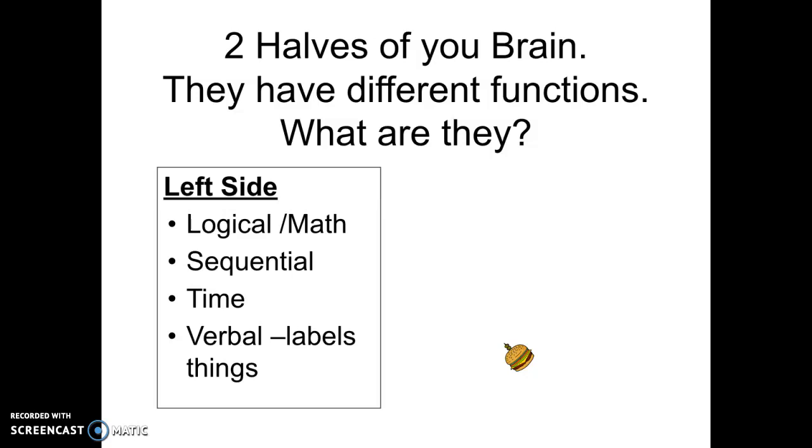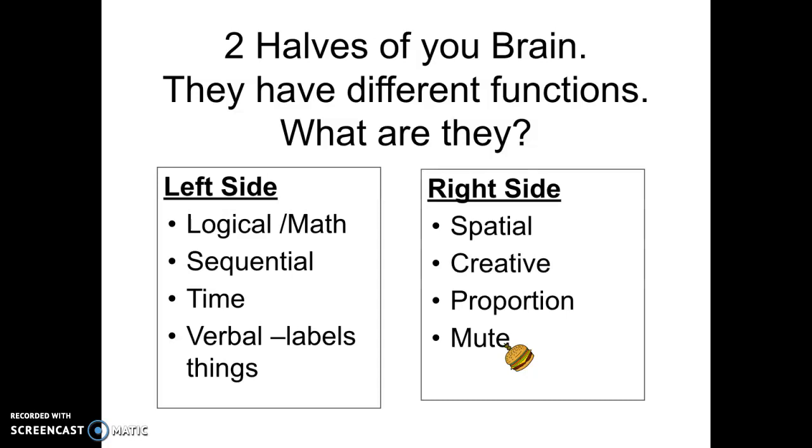Now your right brain has some other skills. So the right side is spatial. It helps you understand distances and areas and recognizing relationships within space, how close and how far things are from each other. It's your creative center. It's also the part of your brain that helps you understand proportion. Now, proportion is tricky to explain outside of drawing.